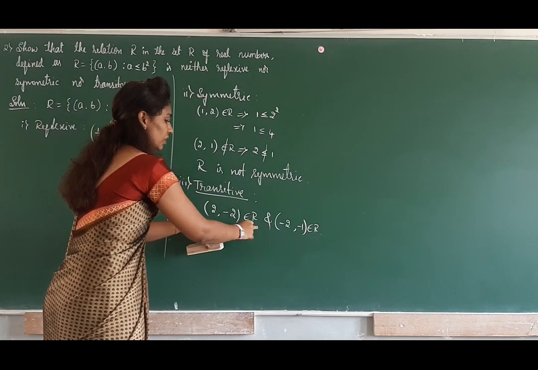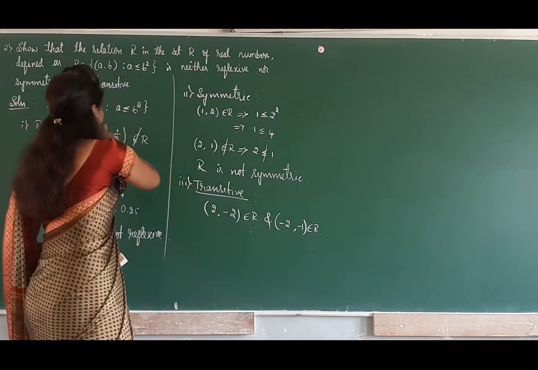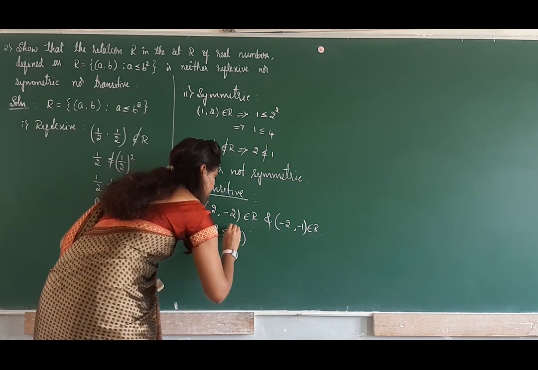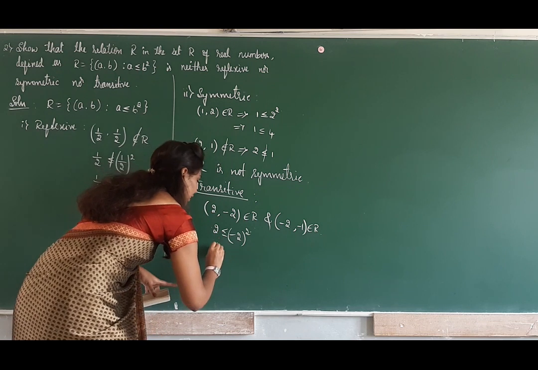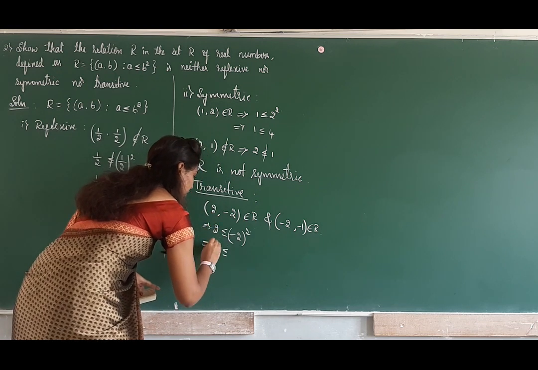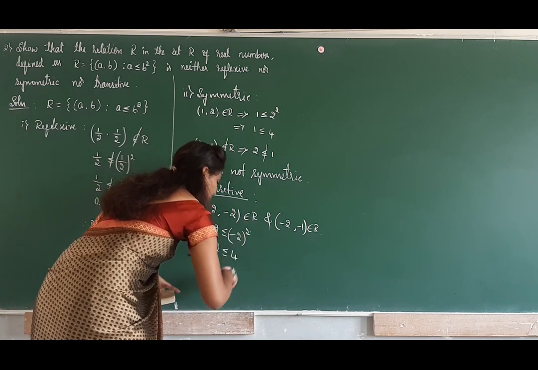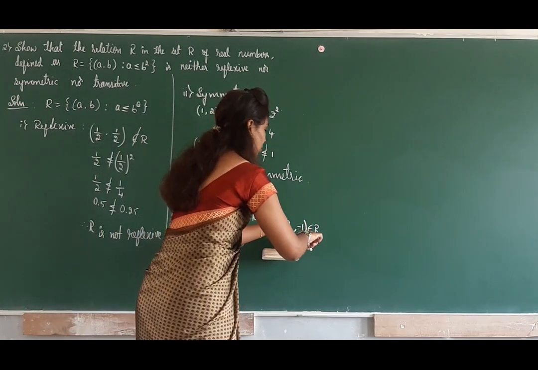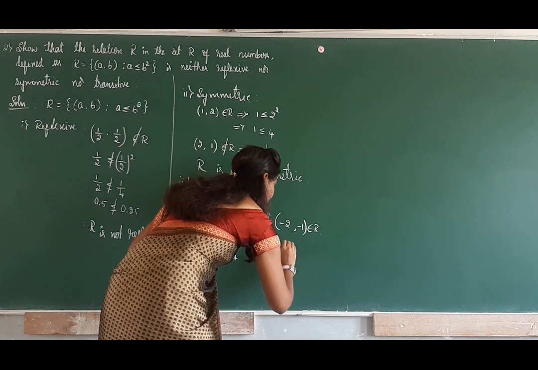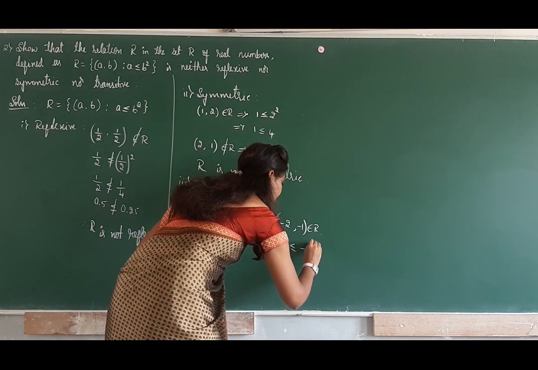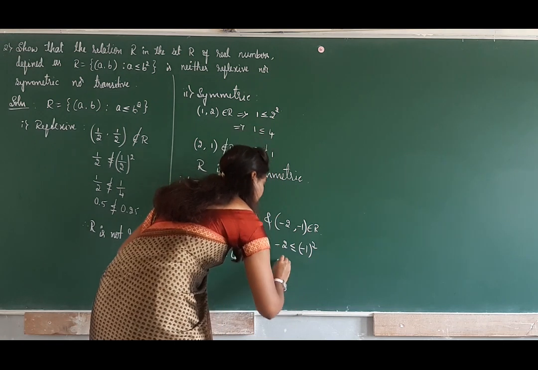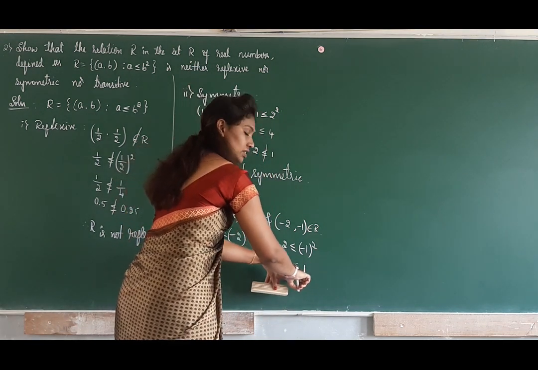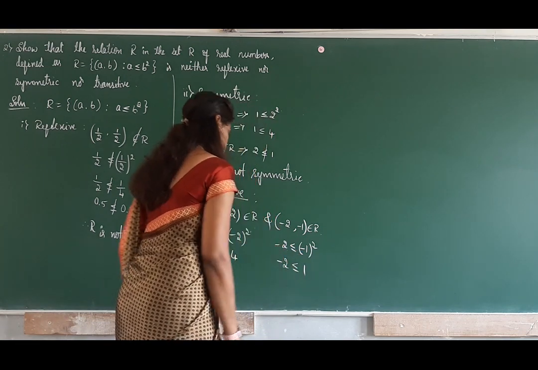2, -2 belongs to R means relation A is less than or equal to B square, that is 2 is less than or equal to -2 whole square. 2 is less than or equal to -2 whole square means 4. 2 is less than or equal to 4. It is true. -2, -1 belongs to R means -2 is less than or equal to -1 whole square. -1 whole square means +1. -2 is less than or equal to 1. It is also true.